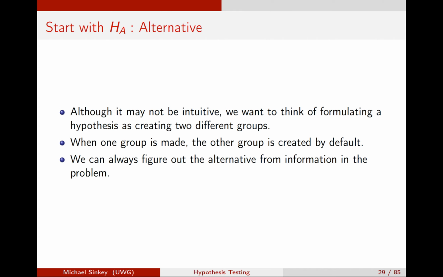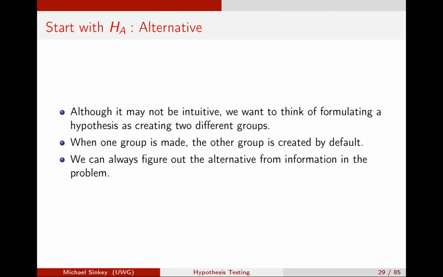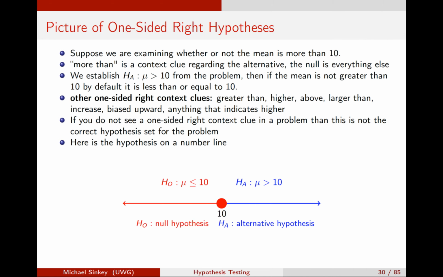And when we're trying to figure out what a hypothesis is, we always start with the alternative hypothesis. So on this slide, we had some information about one-sided and two-sided hypotheses, but we always start by trying to figure out what the alternative is, knowing that if you're not in the alternative, you must be in the null by default. And we can always figure out the alternative hypothesis from information in a problem. So let's take a look at the first of three types of hypotheses that we're going to be examining today.